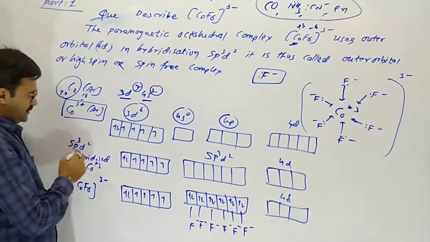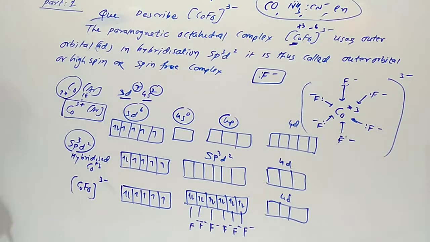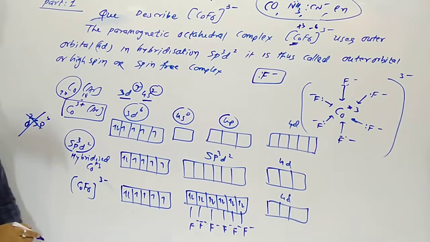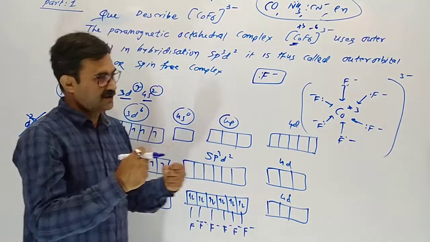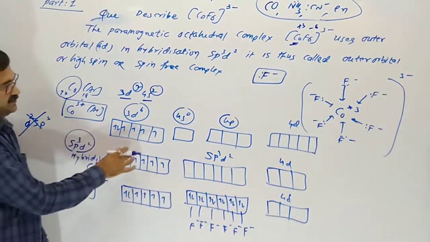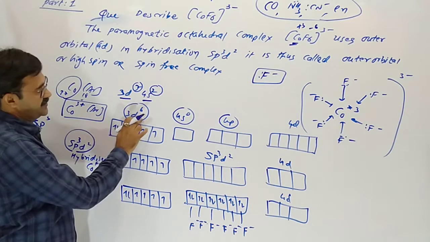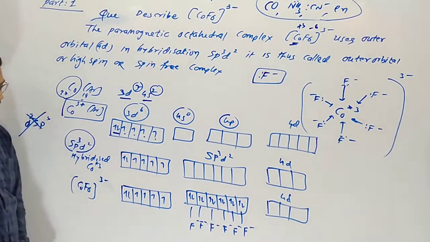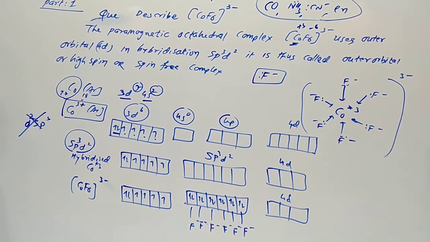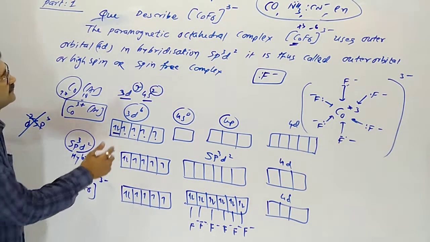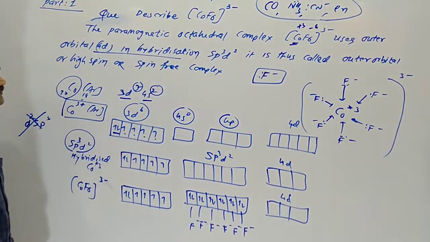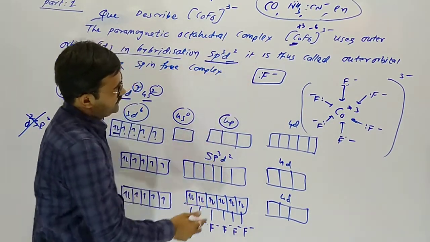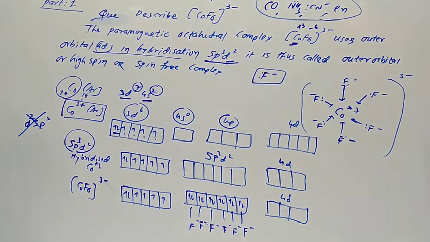Here sp3d2 hybridization occurs, not d2sp3. Why? Our ligand is weak, not strong, not capable of rearranging the unpaired electrons. Out of 6 electrons in cobalt plus 3, 2 are paired and 4 are unpaired. But fluoride is not capable, so here 4d, the outer orbital, is used in hybridization. So sp3d2 hybridization occurs.